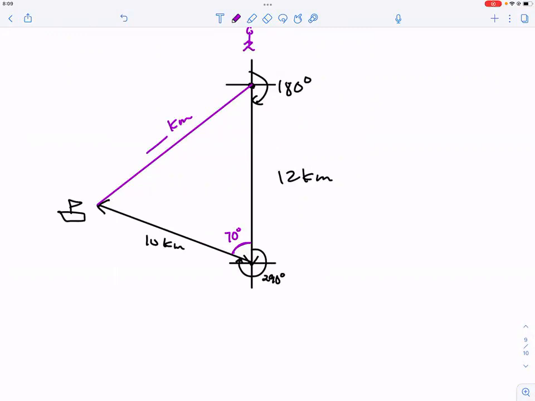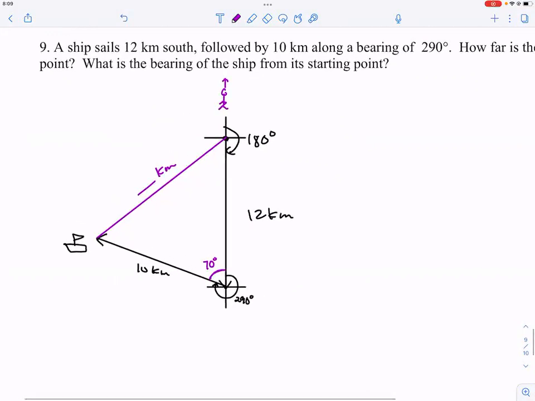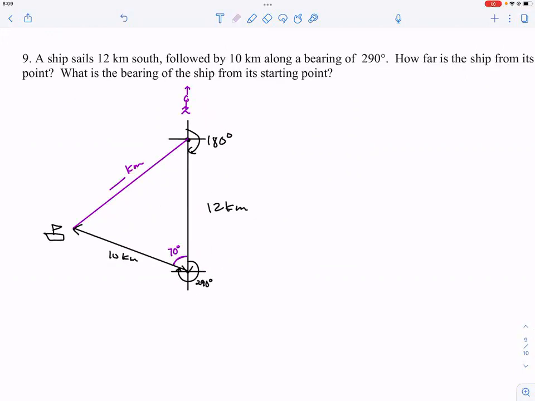Now, this is a situation which I mentioned. If you watched the previous video, I talked about the usage of alternate interior angles, which is not always helpful. It might help, it might not help. It's really based on the situation. And for this one, we can just go straight ahead to find the distance, which is the square root of 12 squared plus 10 squared minus 2 times 10 times 12 cosine of 70. We can go ahead and compute that.